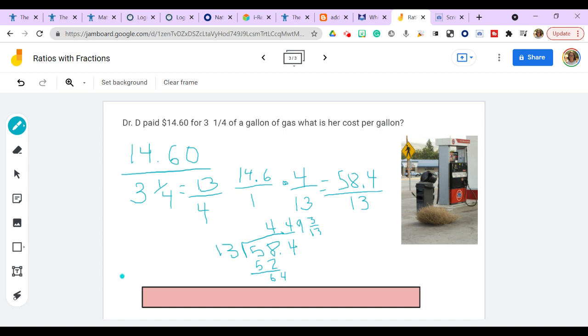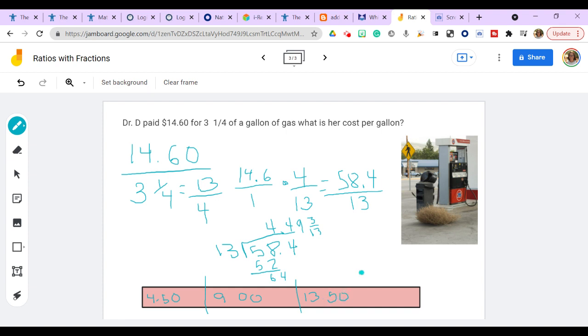Does it always make sense? So basically, I'm spending about $4.50 for 1 gallon. And 2 gallons is going to be what? $9, right? And then a third gallon would be 9 plus 4.50. That'd be $13.50.